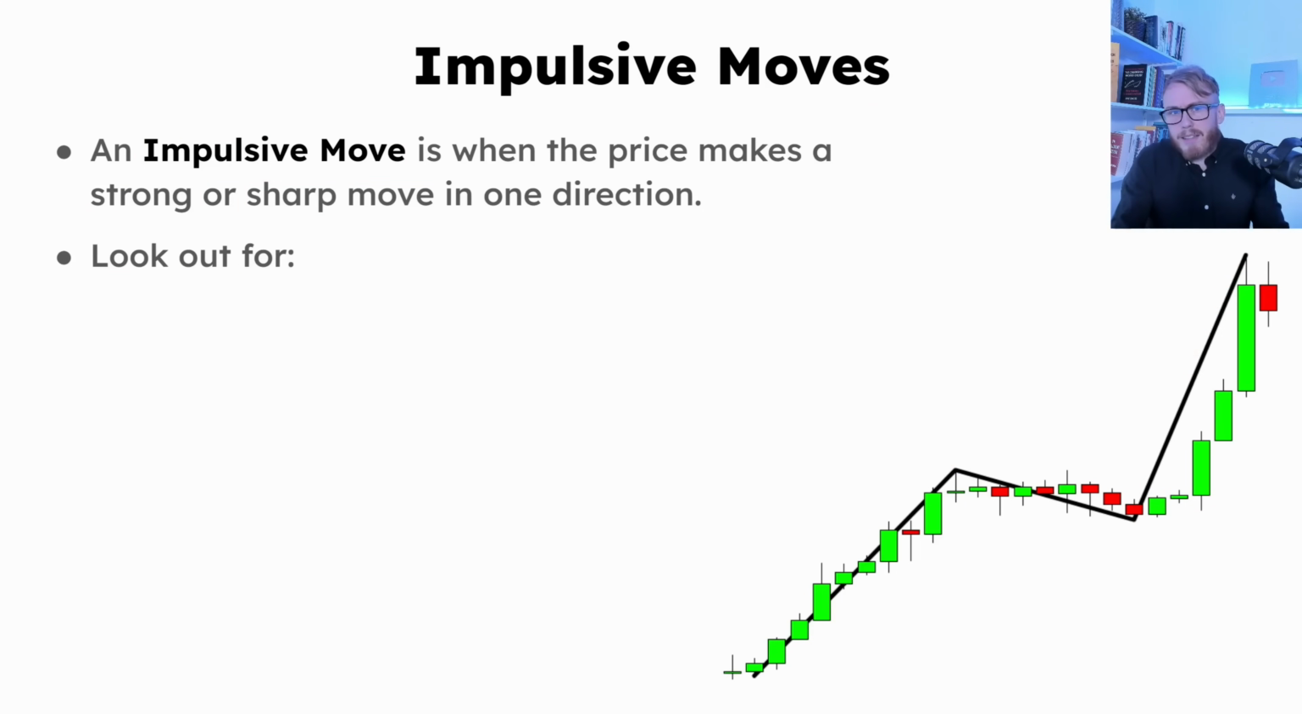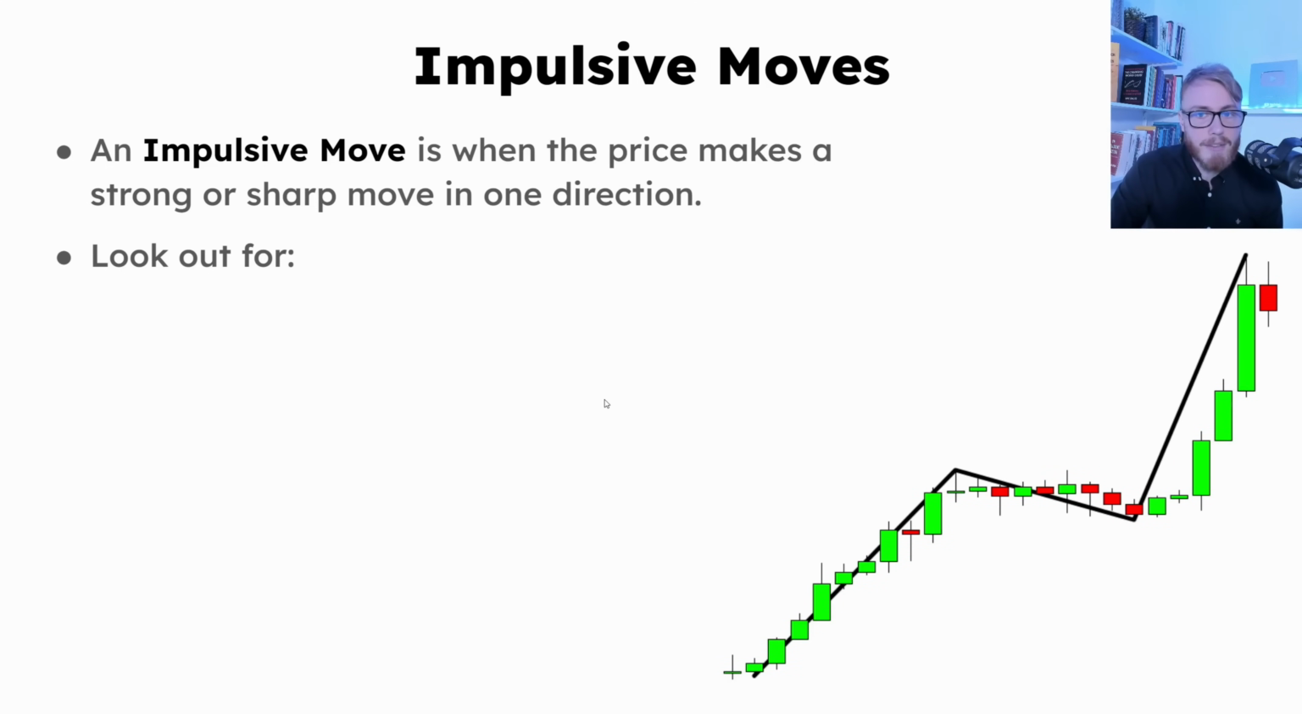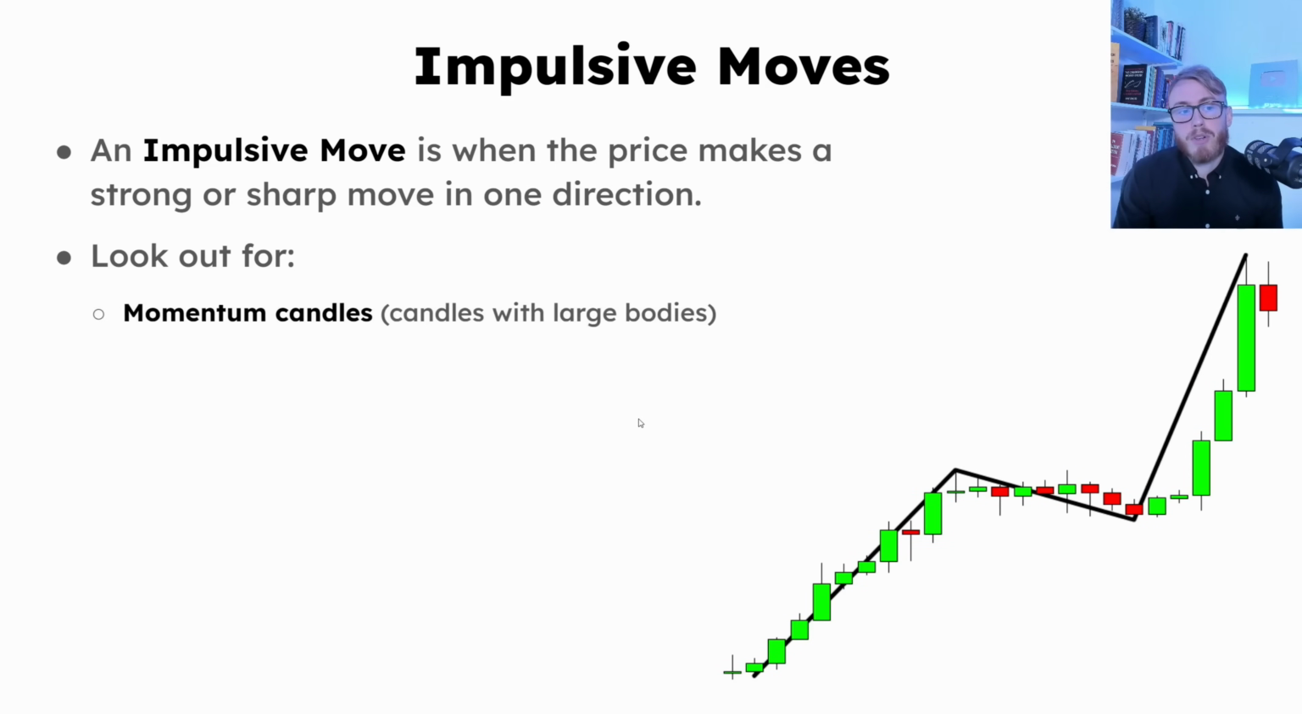But now, to say that impulsive moves are strong moves or sharp moves in one direction, that might not be of a lot of help. So now I want to show you some specific rules and signs you can look out for to determine if we have an impulsive move or not. And the first thing to look out for, or at least the first thing I look out for here, is momentum candles. And in simple terms, momentum candles are candles with large bodies.